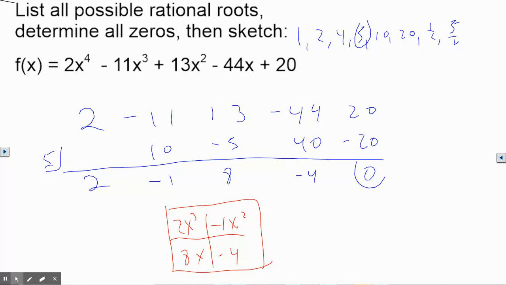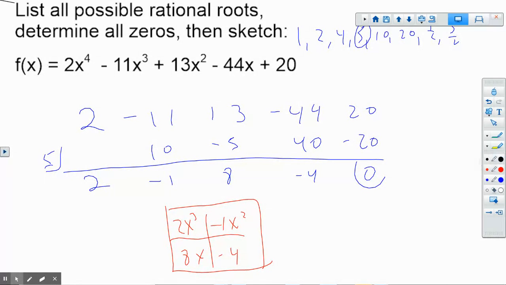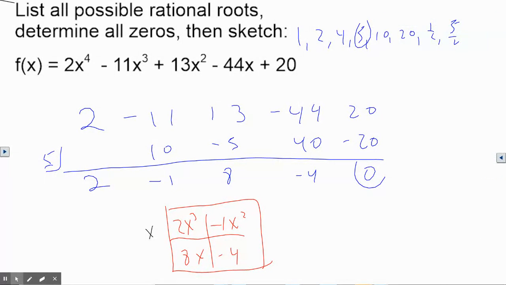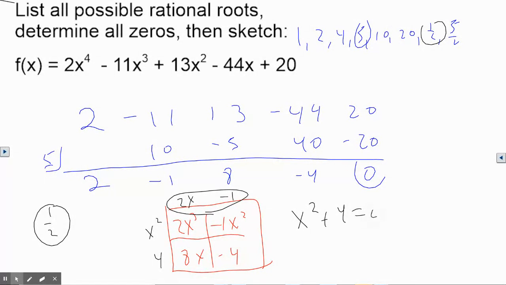And let's see. We've got, going across, the common factor is x squared. This one's 2x. This one over here is 4. And this one's negative 1. Sure enough, it worked out that way. So 2x minus 1 gives me 1/2 as another factor. That's on the list. But x squared plus 4 equals 0. That's not going to be anything on the list, is it?